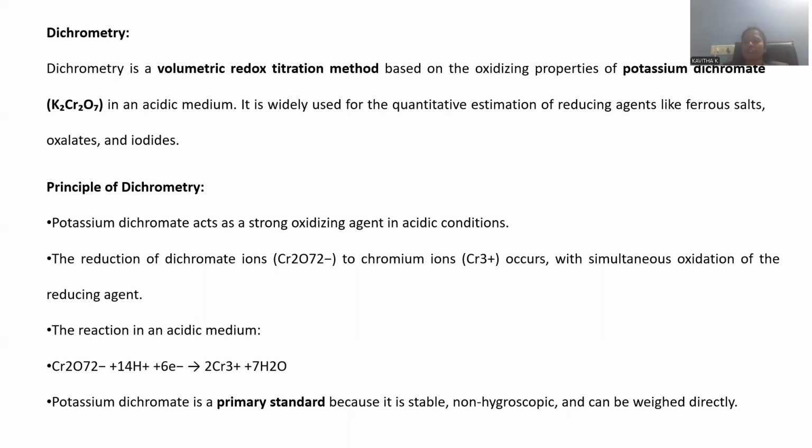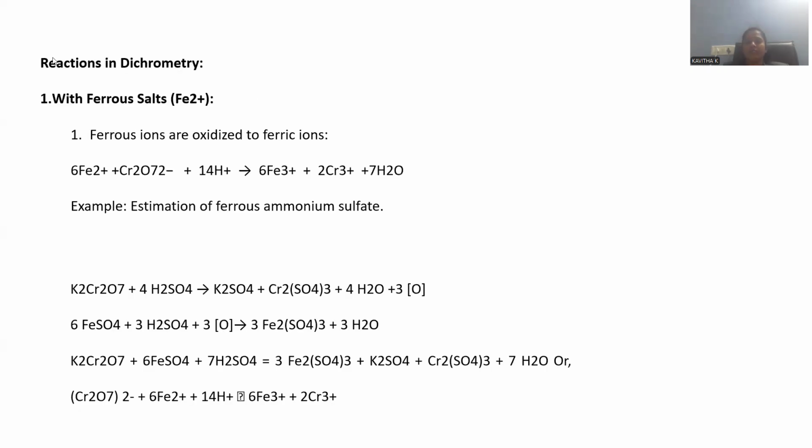Whether you measure the concentration today, or after a week, after a month, after a year, it remains constant, right? And it can be weighed directly. So being the primary standard, in volumetric analysis, in the first step itself, you can directly weigh it and use it, right? So this is the way potassium dichromate is the primary standard.